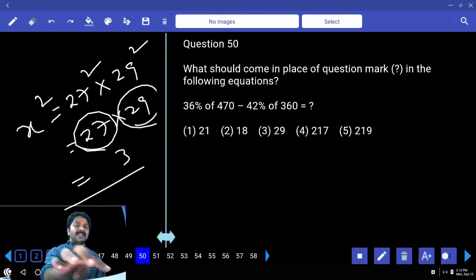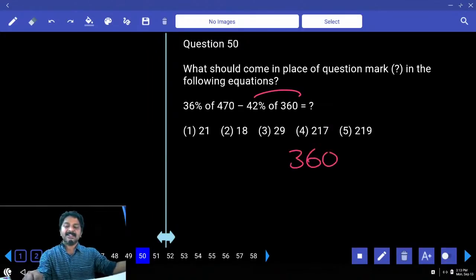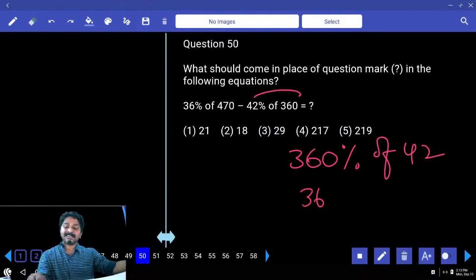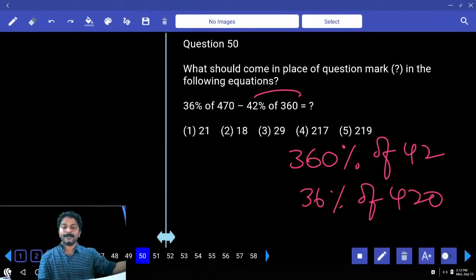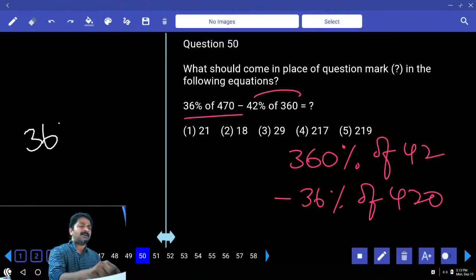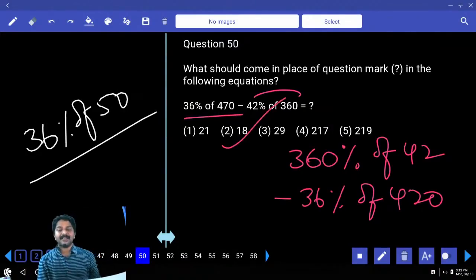36% of 470. A percent of B can also be written as B percent of A. A percent of B or B percent of A. So I'll do one thing now. 42% of 360, I'll write it as 360 percentage of 42. I can also read it as 36 percentage of 420. 36% of 470 minus 36% of 420 is equal to 36 percentage of 50 only. How much is that? 18, second option, final.